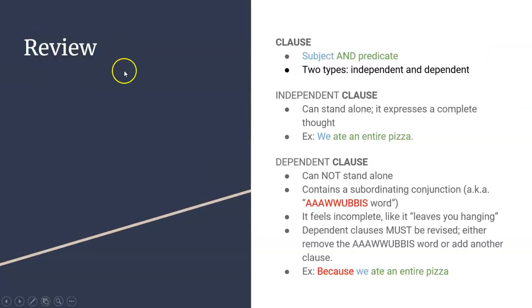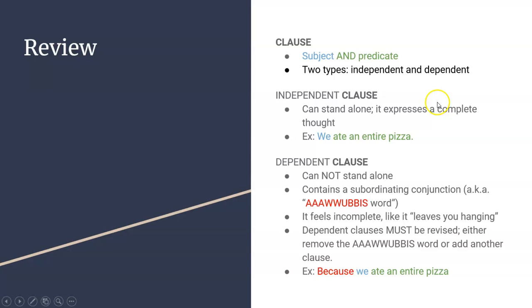Okay, so a little bit of a review if it's either been a long time since you've heard about this concept or maybe this is all new to you. So in our sentences, we have clauses. To be a clause, you have to have a subject and a predicate. And I've done a little bit of color coding for you here on this slide. We have subjects in blue and predicates in green. And clauses come in two types. You have either independent or dependent clauses.